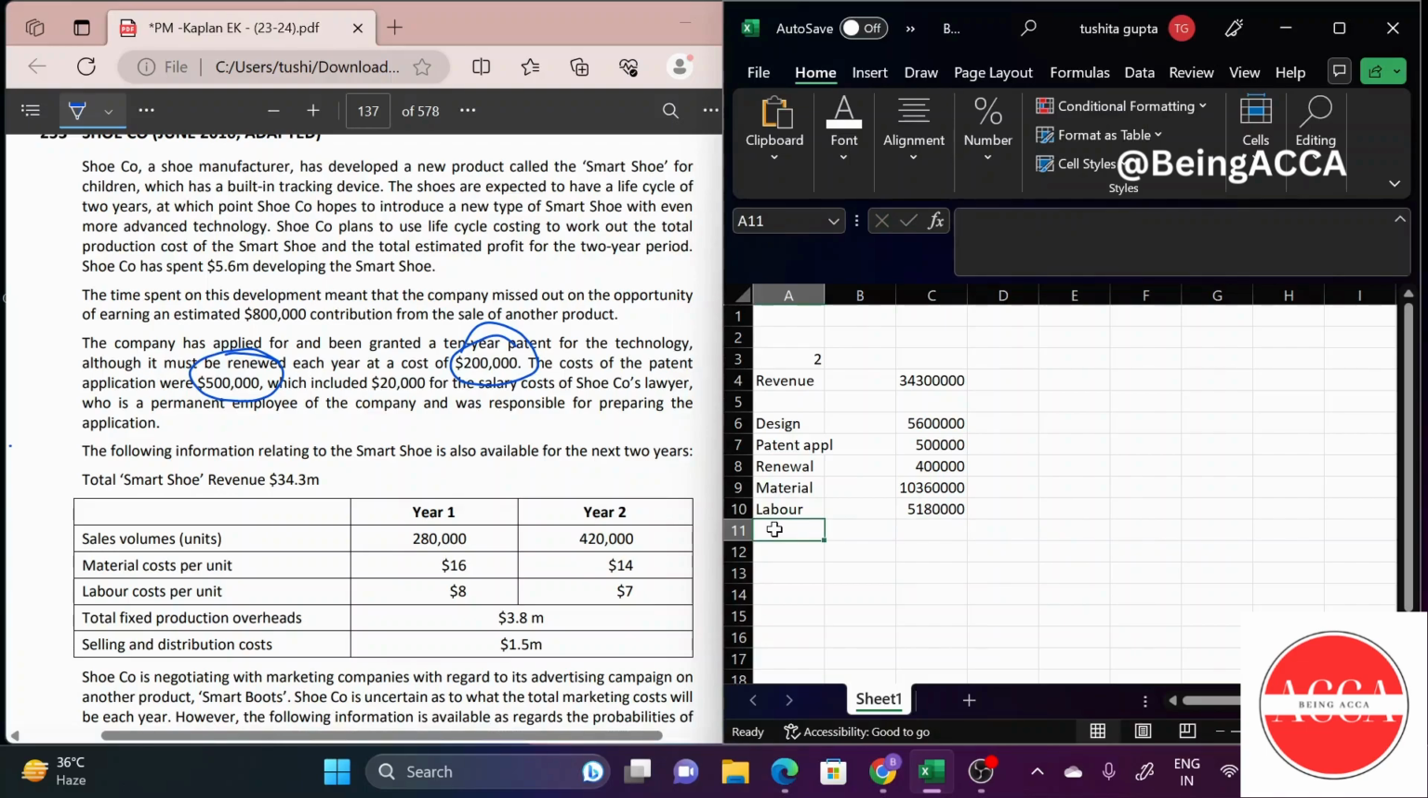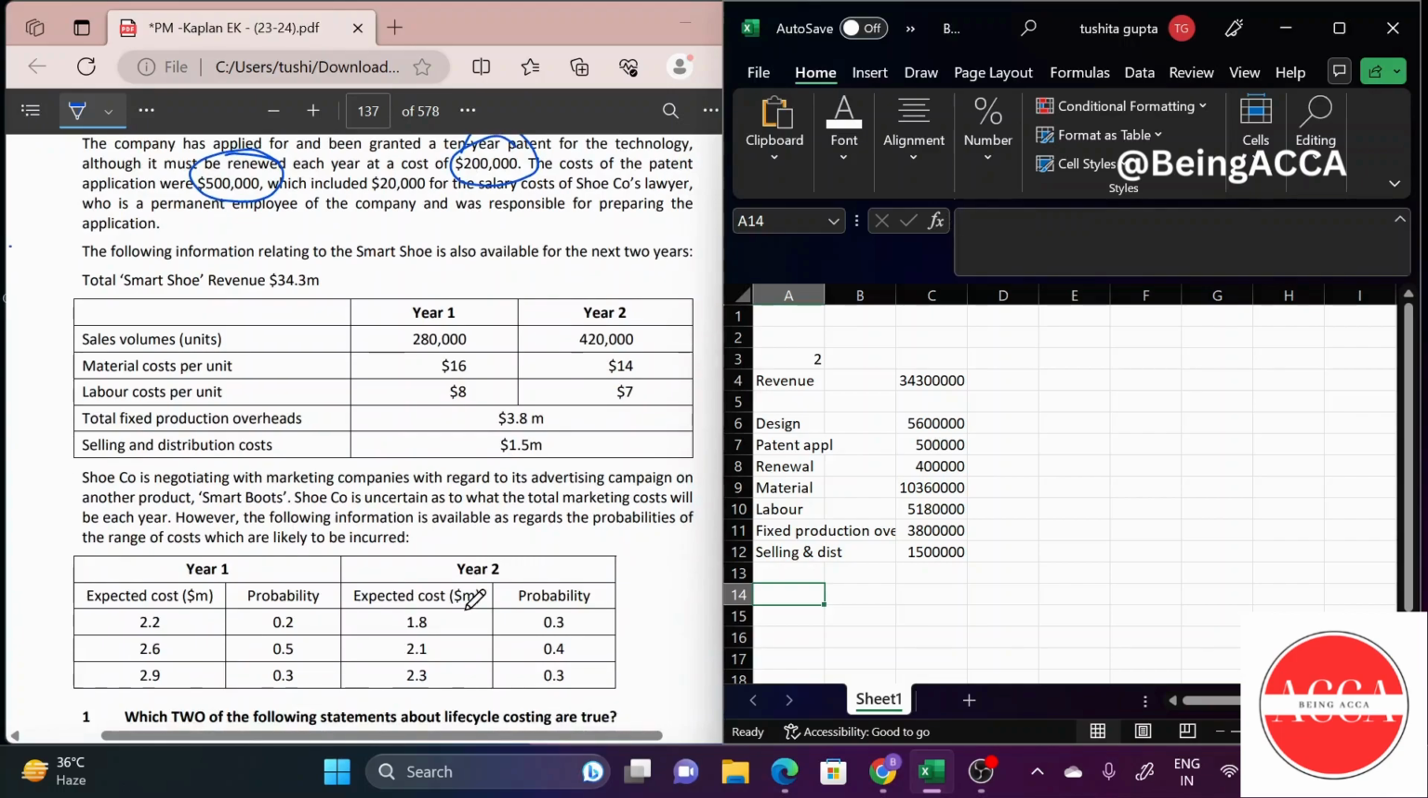And then I also have my fixed production overheads, which are directly given. So these are given to us as 3.8 million. So 3.8, and this is in millions, so I'm just converting it, right? Then we have selling and distribution costs, which is 1.5 million, again converting it to millions, right? With this we have listed all the costs.